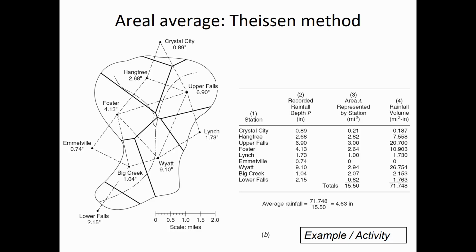So we've only got one line. We have to go through all of these. You can see Big Creek and Wyatt. We've got the dividing line between them. And then we have to have a dividing line between Foster and Wyatt, halfway between them and perpendicular to that line. So we've got these series of boundaries, and those are basically associated areas. And then in this table, what we have is for each area, what was the depth and what is the area that that station is assigned to, and it's kind of like a weighted average instead of a simple average.